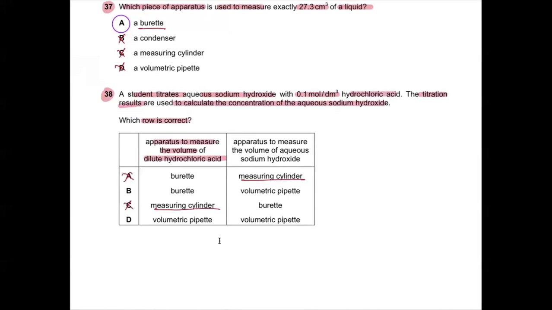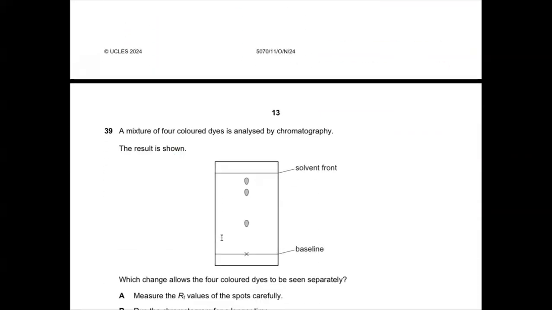So A goes wrong. One is always measured with the burette and the other one is always measured with the pipette. Both are not going to be measured by volumetric pipette, so D goes wrong, and we are left with option B. So option B is the correct answer. Is this clear? Yes, sir.